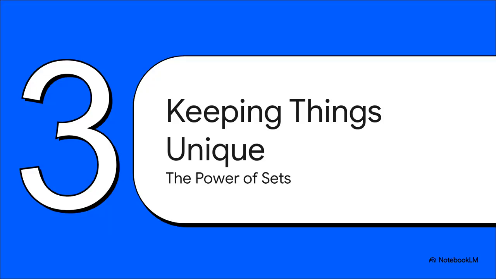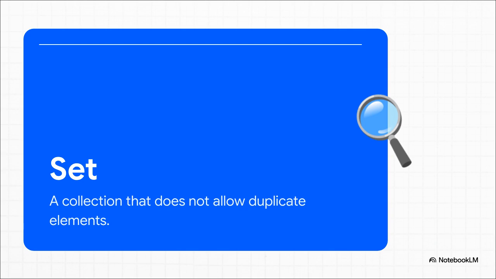So we've covered order, but what about a totally different kind of problem? What if the most important thing is that you absolutely, positively cannot have any duplicates? For that exact job, we grab a different tool called a set. Think of it like a super exclusive VIP guest list for a party. Your name is either on the list or it's not, period. It cannot appear twice. A set has one job and one job only: to enforce uniqueness.